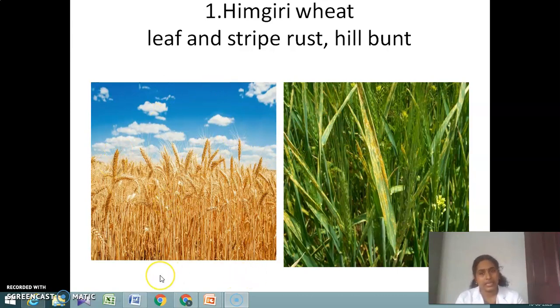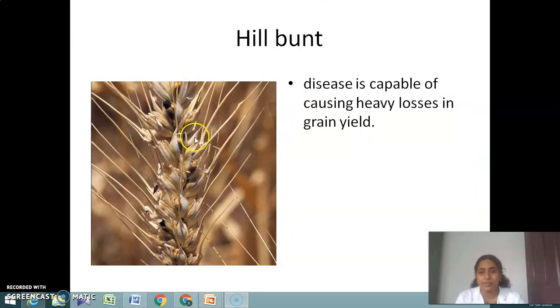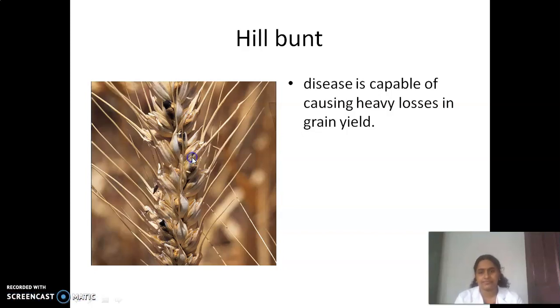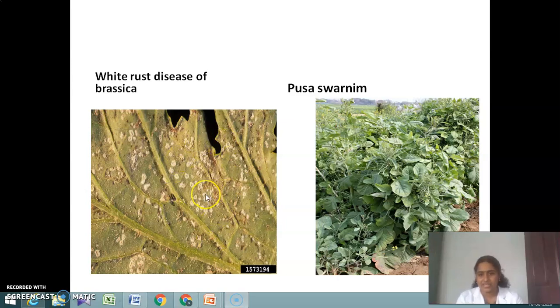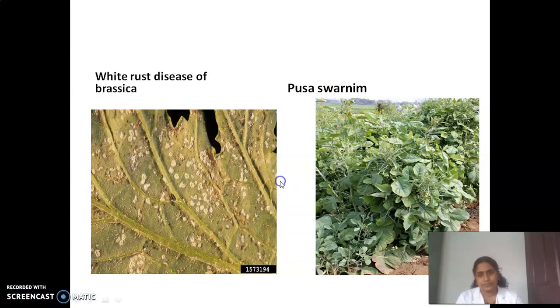Next I will show you some photographs of varieties and photographs of disease affected crops. This is Himgiri. We know that it is a disease resistant variety, and this is a photograph of a wheat plant affected by leaf and stripe rust disease. Clear? And this is Hill bunt disease. Once a wheat plant is affected by this disease, heavy loss in the field happens. That is Hill bunt disease.